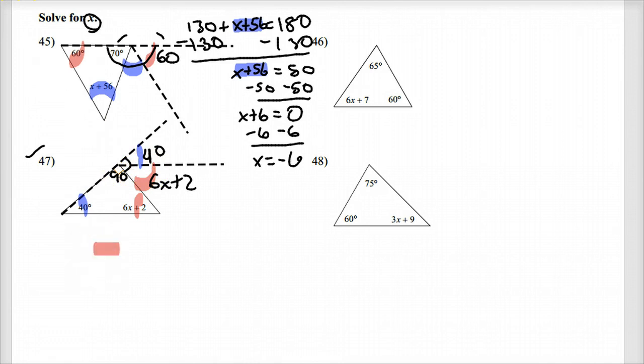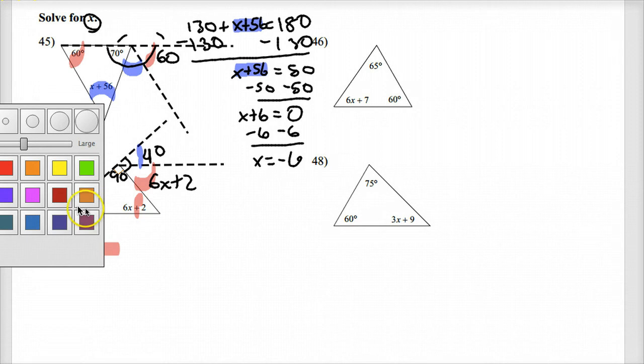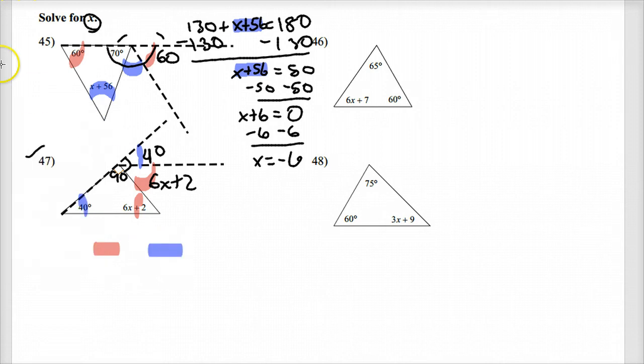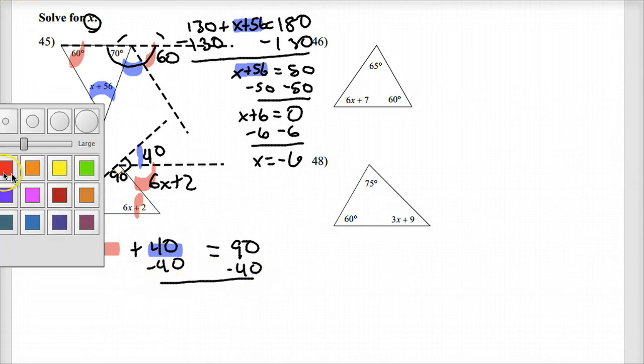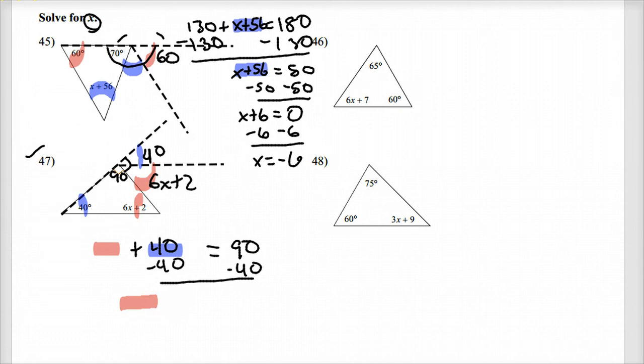So the red plus the blue is going to equal 90 if I add those two together. So what's the red? That's my 6x plus 2. The blue is 40. Let's go ahead and take care of that. I'm going to subtract 40 from both of these. That means that the red is equal to 50. Well, the red is 6x plus 2. Excellent. So I could just subtract 2. And 2 less than 50 is 48. That's pretty easy. 6x equals 48.